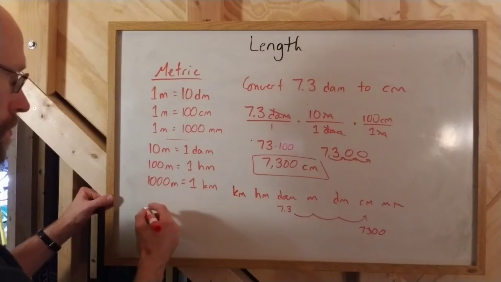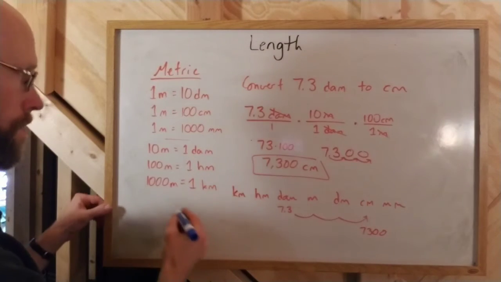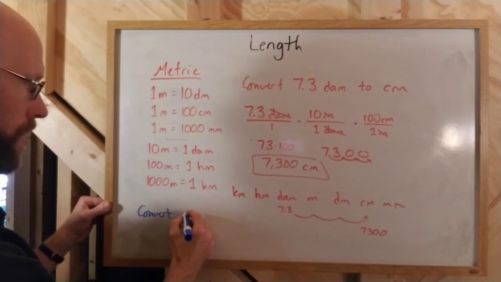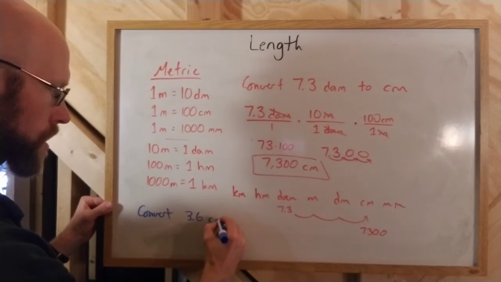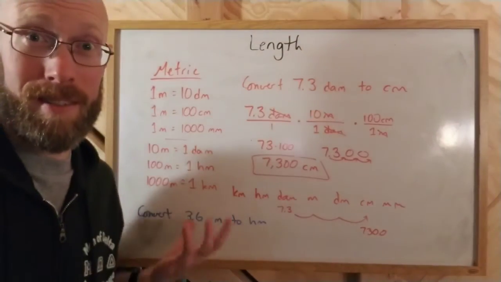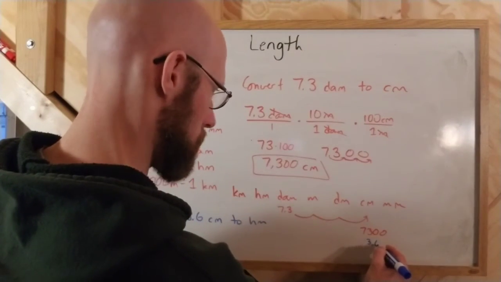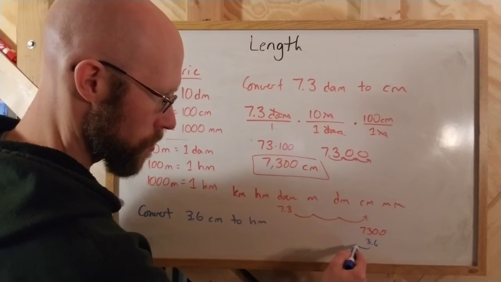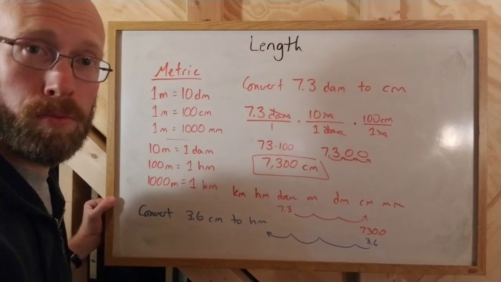For instance, I'll do this in another color so it doesn't get too confusing. If I wanted to convert, let's say, 3.6 centimeters to hectometers. Weird conversion. I don't know why you would ever do that, but just to practice with the math, right? If you wanted 3.6 centimeters and you want to convert it to hectometers, you go from centi, you go 1, 2, 3, 4, and you got to move that decimal 4 places to the left.